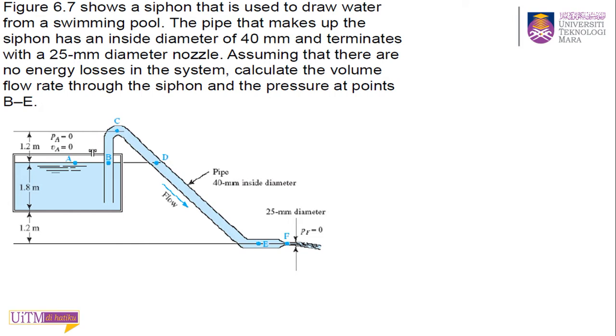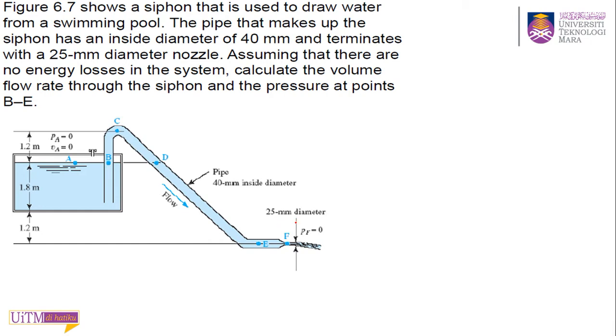Okay, let's see. Figure 6.7 shows a siphon that is used to draw water from a swimming pool. The pipe that makes up the siphon has an inside diameter of 40 mm and terminates with a 25 mm diameter nozzle. Here, at the end. So this is the inside diameter 40 mm and it terminates at this nozzle, 25 mm.